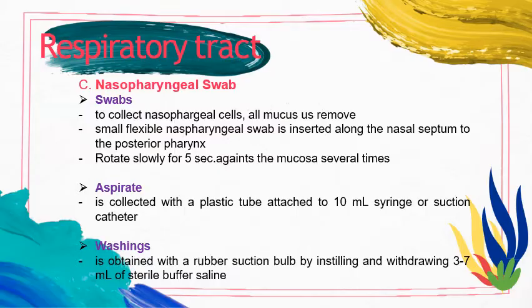Collect with a plastic tube attached to a 10 ml syringe or suction catheter, and washing is obtained with a rubber suction bulb by instilling or withdrawing 3 to 7 ml of sterile buffered saline.